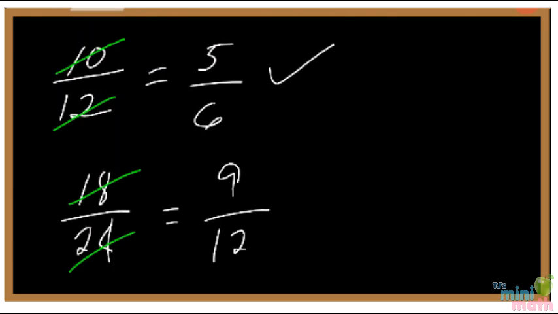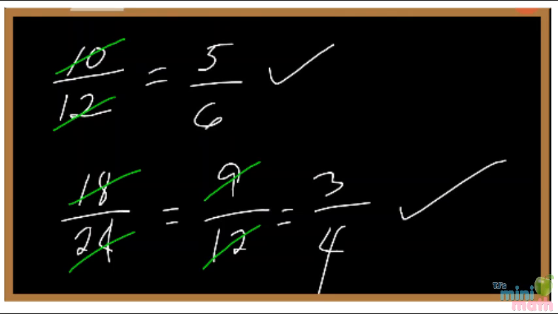But 9/12 is not yet in its lowest term because there's still a common factor between 9 and 12, and that is 3. If we divide 9 by 3, you will get 3. If we divide 12 by 3, you will get 4. Now there's no common factor between 3 and 4 other than 1. Therefore, 3/4 is already the lowest term.